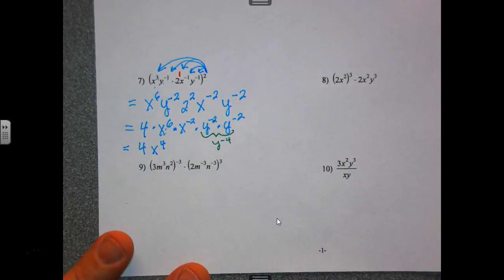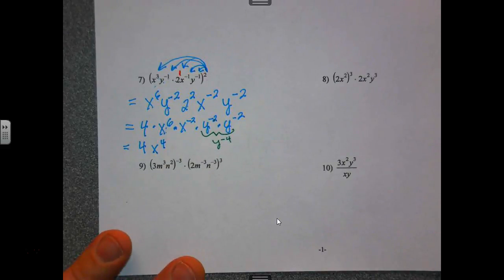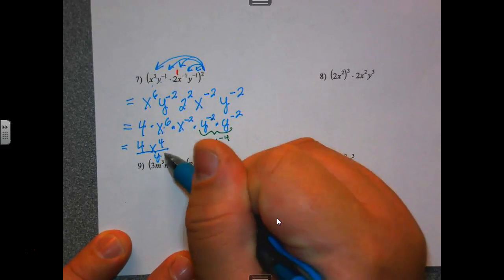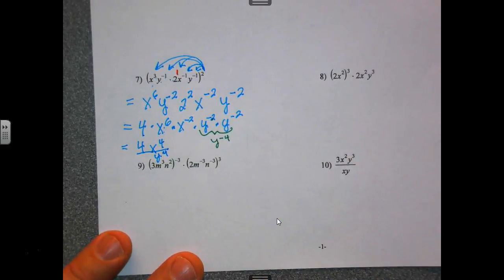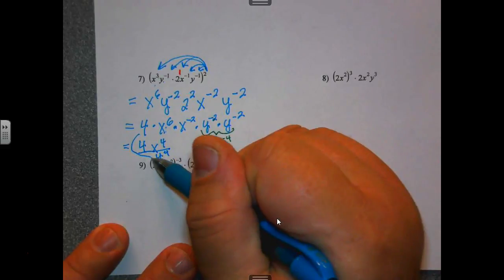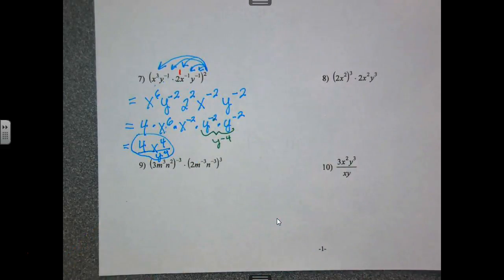I'm going to have to do what to it to get that positive? Put it on the bottom, so I can just do it right here, put y to the fourth. Okay? That's my answer. Y to the fourth on the bottom.